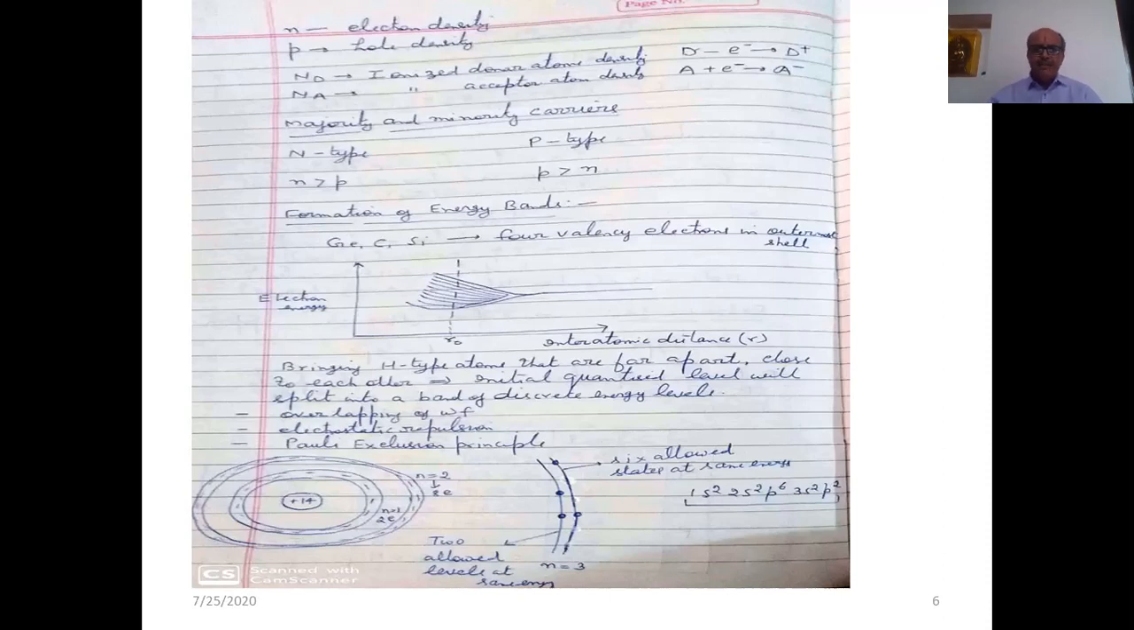So if you understand this picture, here you see that initially when the interatomic distance was very large, there was only one level. Then if we bring the atoms together, R0 here is the interatomic separation in equilibrium. At the interatomic separation in equilibrium, these levels are going to break into a band of energy levels so as to accommodate all the electrons.